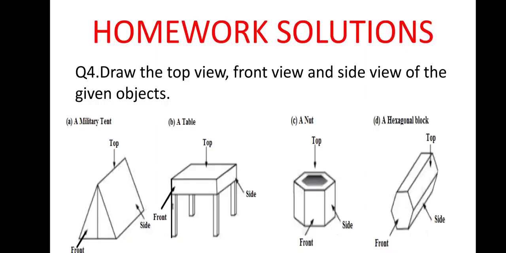Looking at this figure of the military tent, arrows are clearly drawn in all these figures, showing from where you are supposed to look at the figure: the front side, top view and side view. Using those arrows you can look at the figure from different perspectives, and make the front view, top view and side view accordingly.